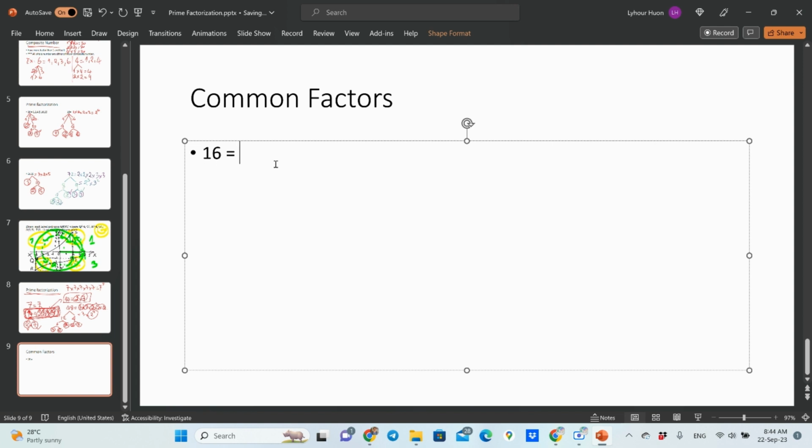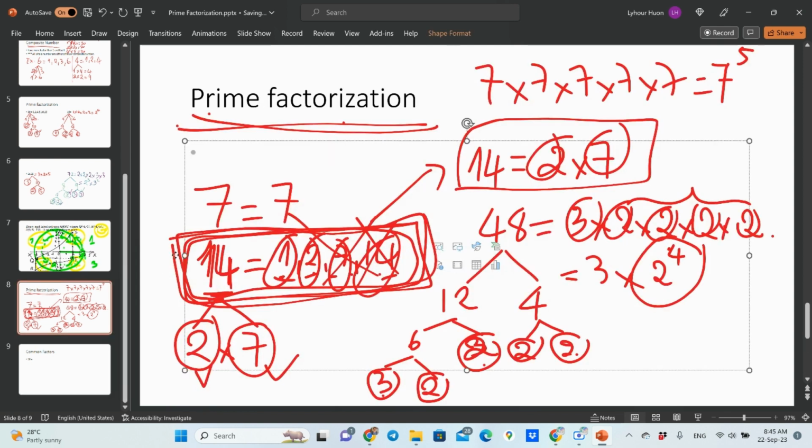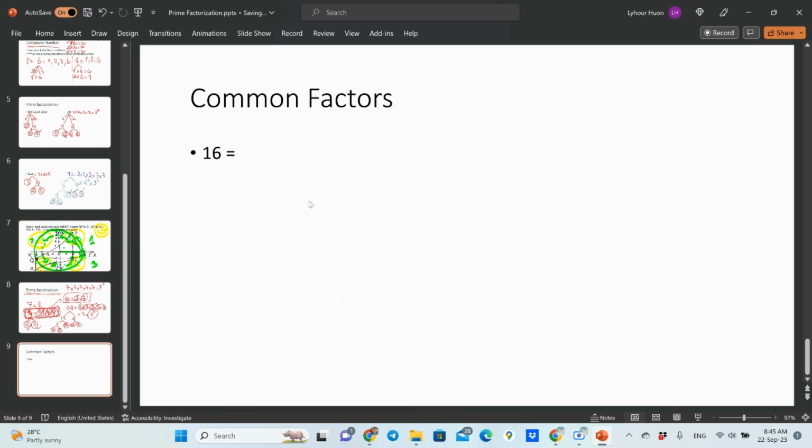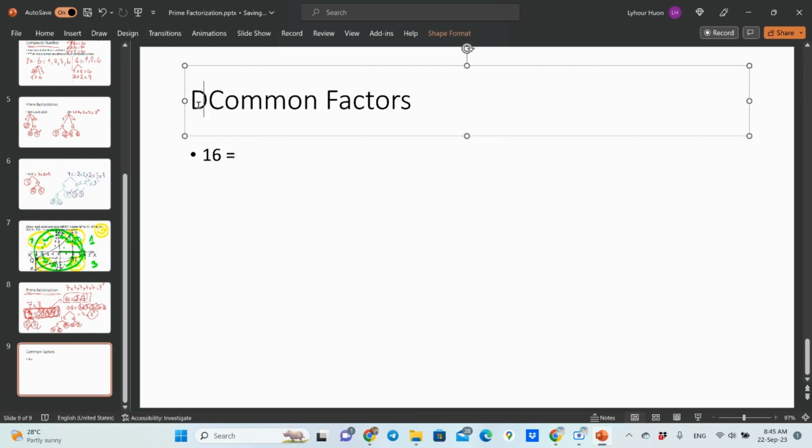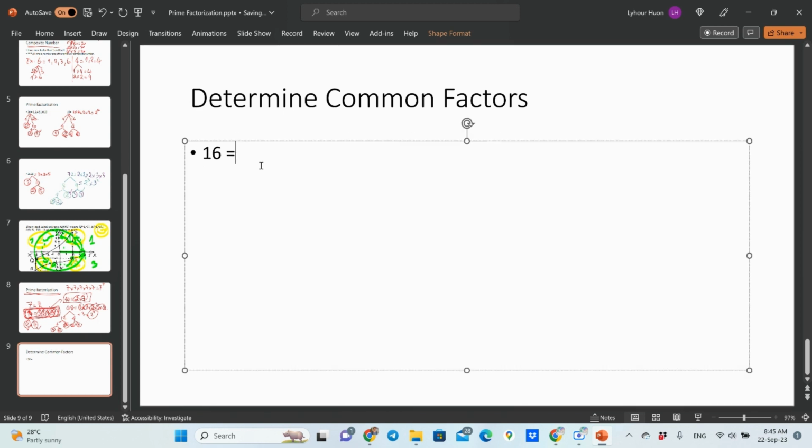For example, the common factors of 16. How do we find the factors of 16? Let's say we determine them in an easier way. For 16, we have 1, 2, 4, 8, and 16. Yes, that's all.